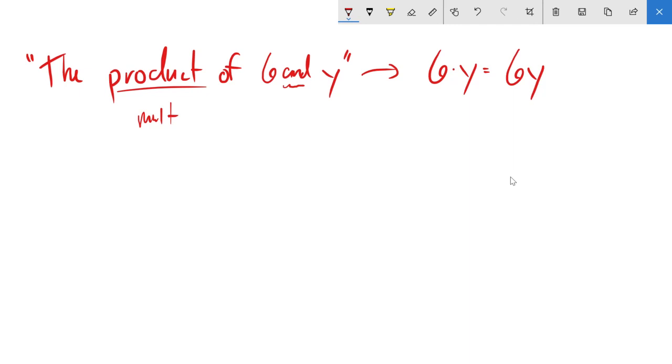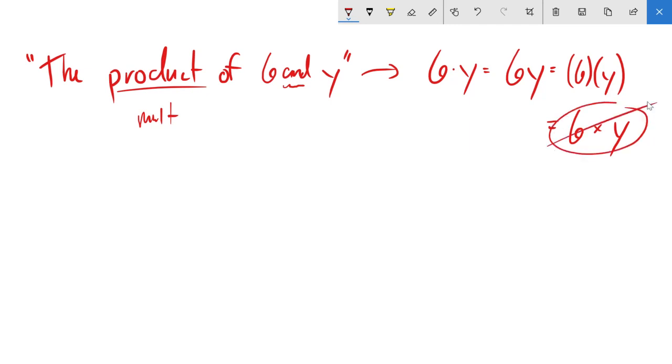So if you have a number and a variable next to each other and there's no sign, then it's implied that it's multiplication. Parentheses can also help denote multiplication. You'll see that sometimes. Technically you could write it as 6 times y, but we typically get away from this notation because a lot of times x is used as a variable, so we don't usually use it as a sign for multiplication, just so it doesn't get confusing. So normally those are the 3 most common ways you'll see multiplication written. All right? So product means multiplication.